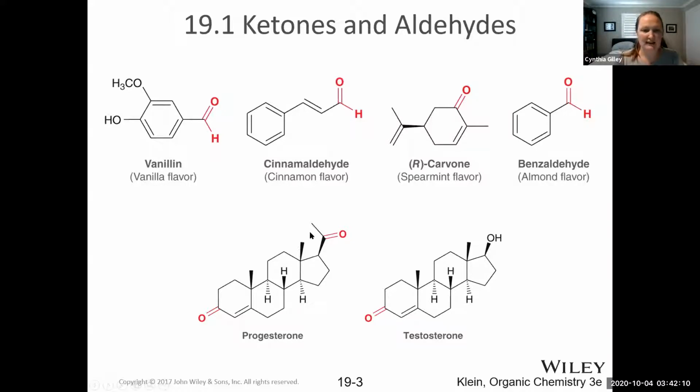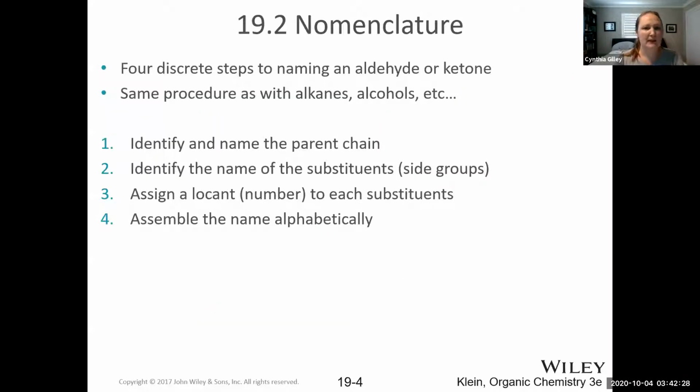Additionally, aldehydes and ketones are very common in biological molecules. For example, here's 2 sex hormones, progesterone and testosterone, and they contain either 1 or 2 carbonyl groups of ketones in this case. Let's talk about nomenclature briefly.